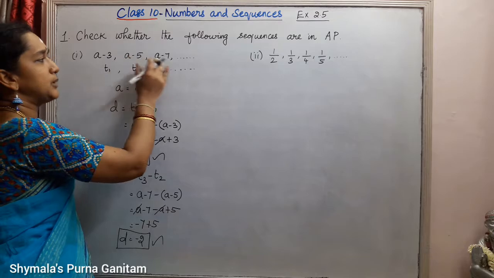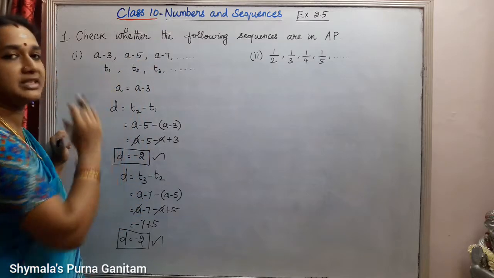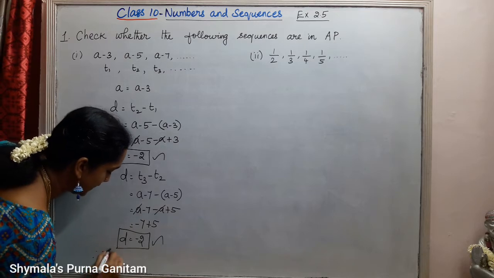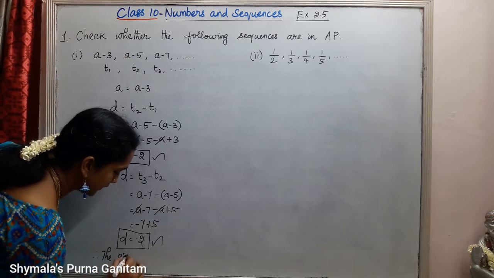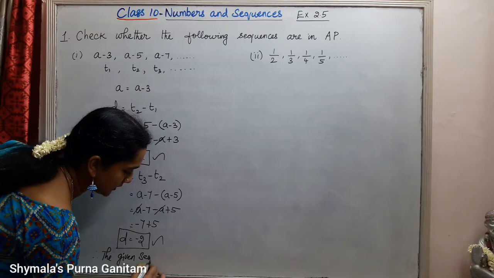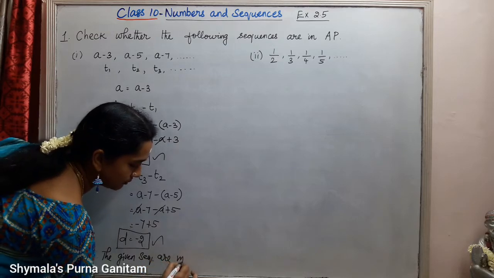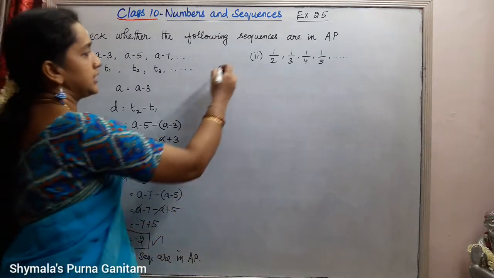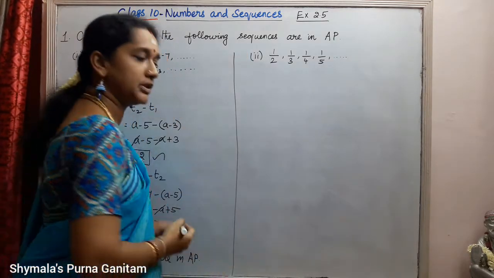Since the differences between the terms are the same, the given sequence is in AP. Therefore, the given sequence is in AP. Okay, so this is the first sum. The first sum is over.